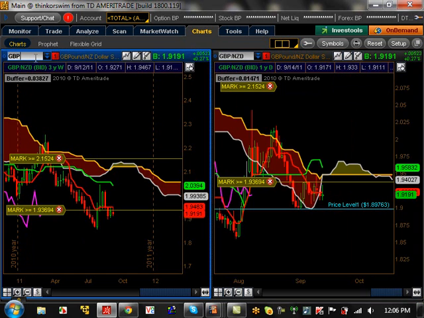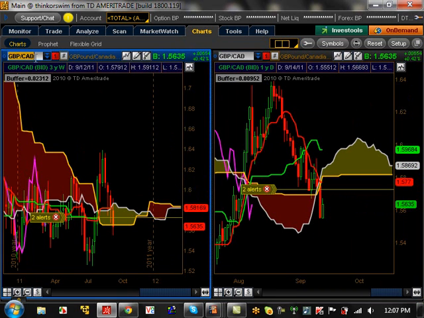Pound CAD, you can see the Pound CAD is just consolidating, nothing really going on here. On the daily time frame, this does have a potential of breaking down lower if it breaks 1.5400.